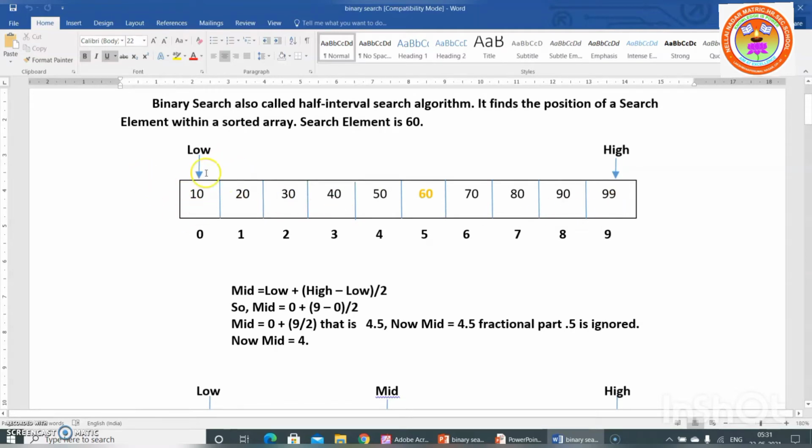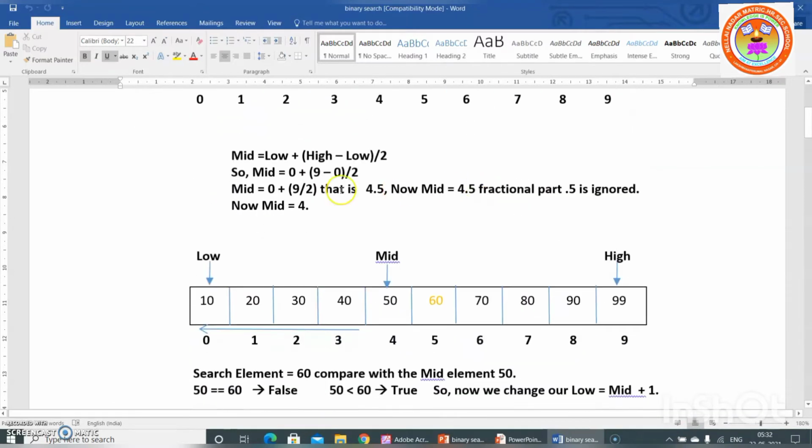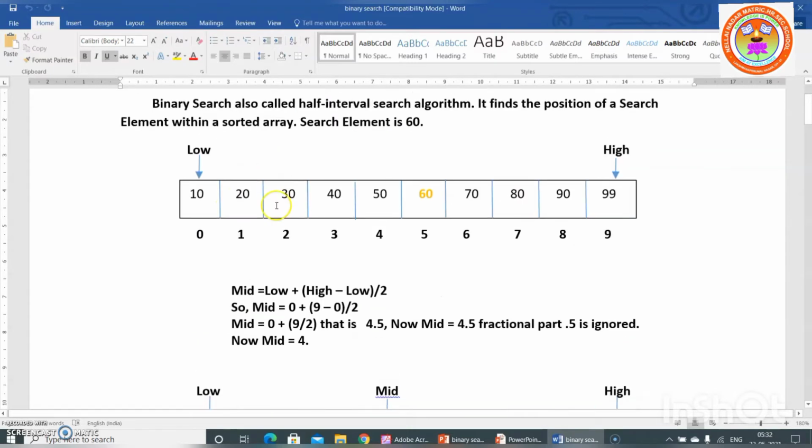So this is low, because it is the starting element. This is high, the last element, right? Now we are going to find the middle of this array. How to find? There is a formula. Mid is equal to low plus (high minus low) divided by 2. So mid is equal to low, and low is nothing but index 0, right? Plus high, and high is nothing but 9. So (9 minus 0) divided by 2.